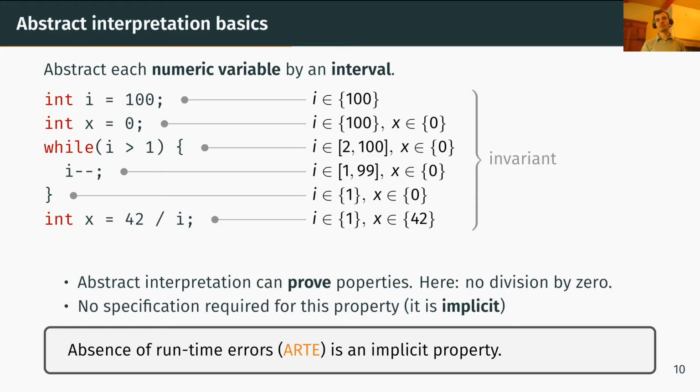Here, for instance, we prove that there is no division by 0 in this program. And you may notice that we didn't have to write a specification, so we call this kind of property implicit. And more generally, the absence of runtime errors is an implicit property.